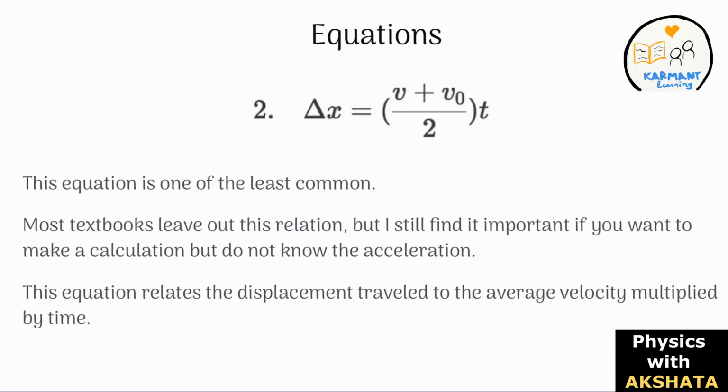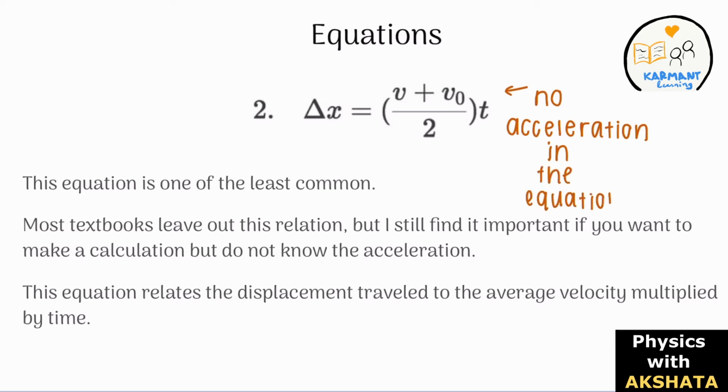And finally, this is the average velocity equation. It is one of the least common, as most textbooks leave it out, but I find that it's still important if you want to make a calculation but don't know the acceleration. As you can see, there's no acceleration in the equation. So this equation relates the displacement traveled to the average velocity, which is v plus v0 over 2, multiplied by the time variable.